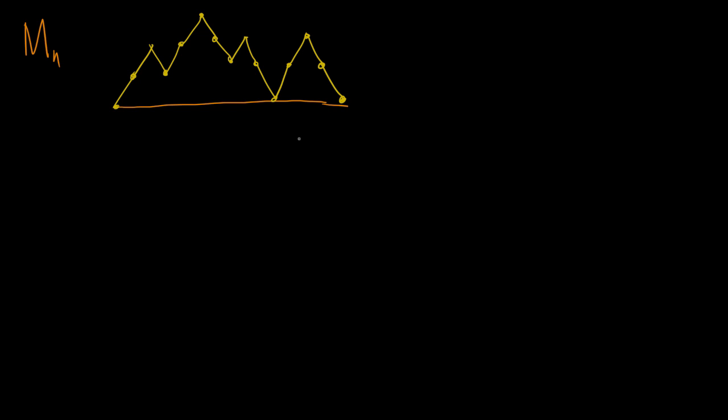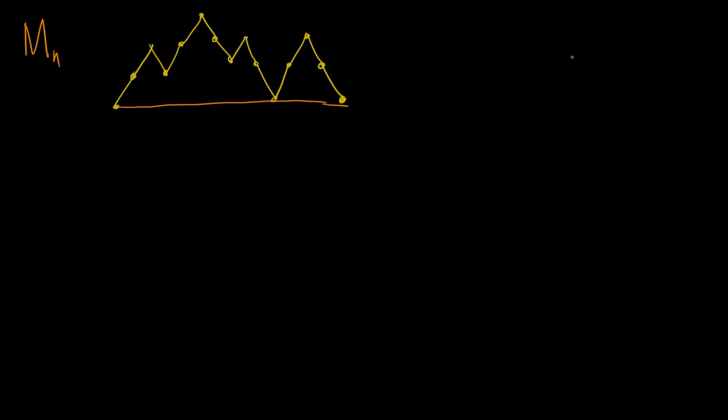So my rule is that I can go up right or down right, but I can never go below the horizontal line, the horizon. And it looks like a mountain range from the side, right? It's a mountain range. So it's called Mn.